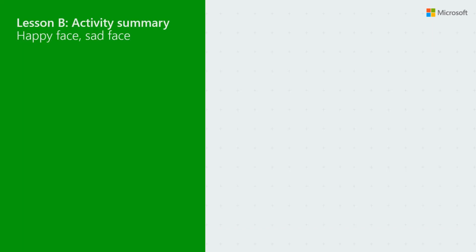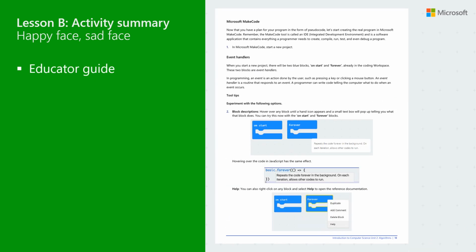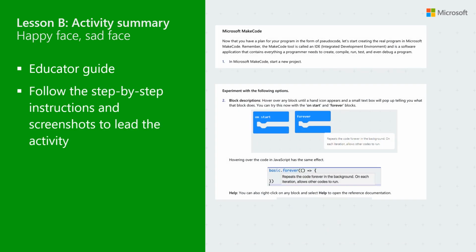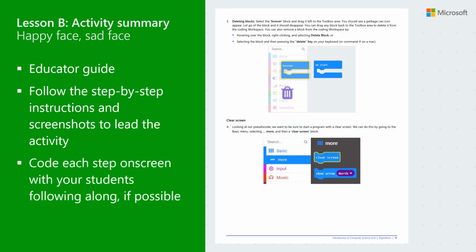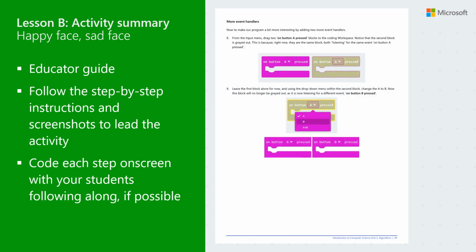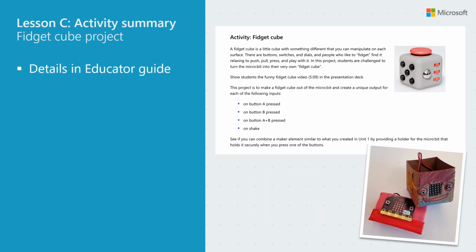In Lesson B, you'll follow the step-by-step instructions and screenshots to lead the first coding activity of the course. It's intended that you demonstrate the steps on your device projected on a presentation screen with your students following along on their devices. But if you don't have a projector, just move around the room between steps to facilitate the activity. In Lesson C, the project is to design, code, and build a fidget cube out of the microbit with unique outputs for the 4 provided inputs.